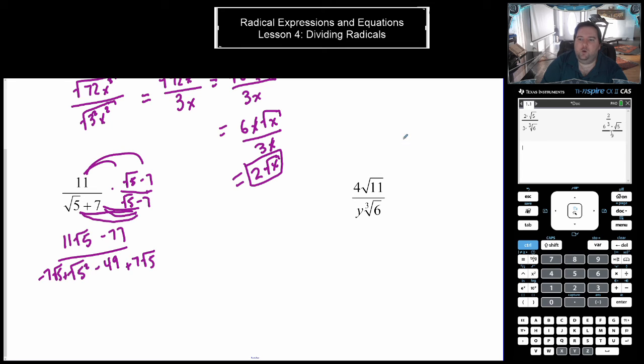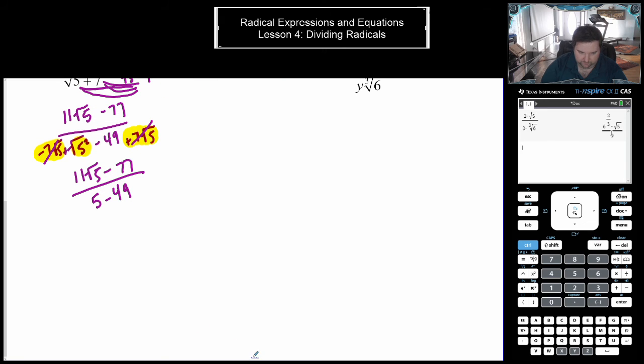Now, the whole reason why we rationalize the denominator is to do this. These cancel out. This simplifies, right? So you have 11 root 5 minus 77 on top. And on the bottom, this is gone. This simplifies down to 5 minus 49. I want a little bit more room here. So we have 11 root 5 minus 77 over 5 minus 49, which is negative 44. And we have simplified.